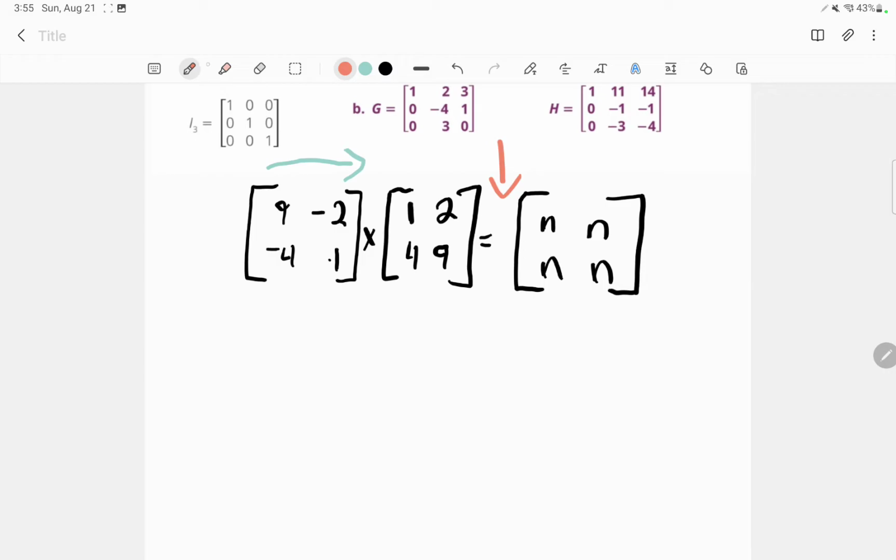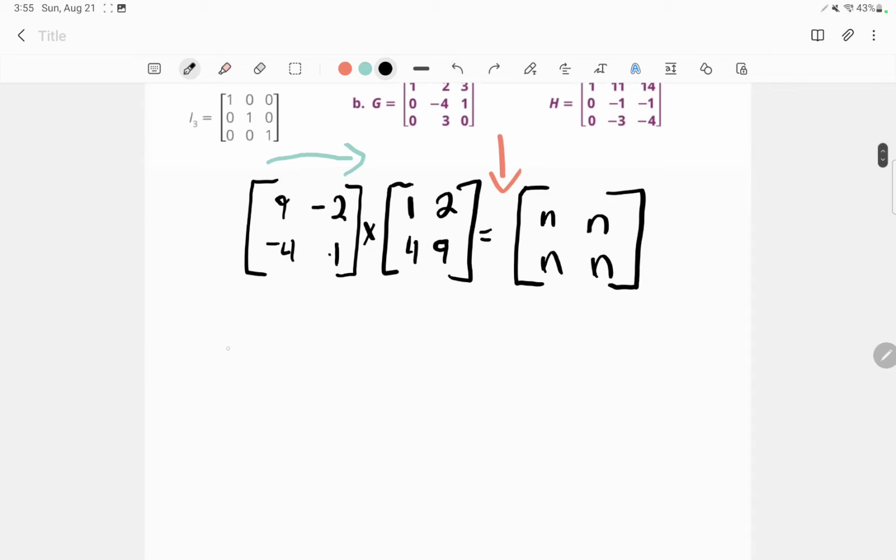Okay? So let's go ahead and do that. I know I'm going to start with 9 and 1. That's my first two numbers I'm going to multiply. So it's going to be 9 times 1. And then the second one's going to be negative 2 times 4. Okay?